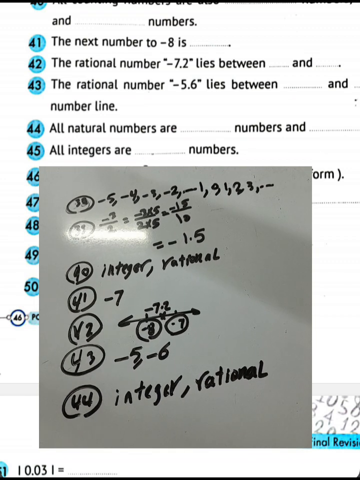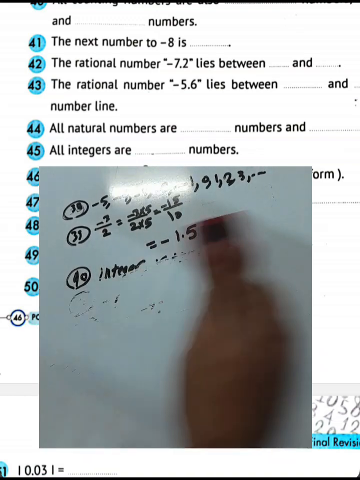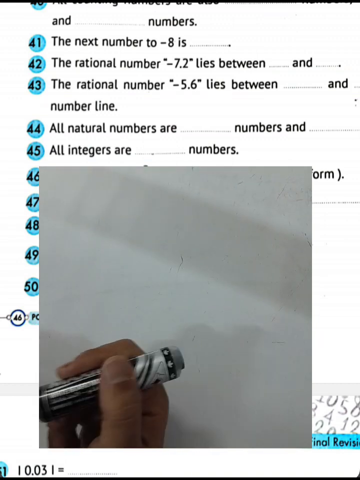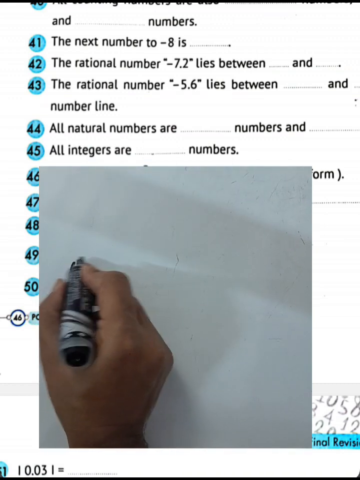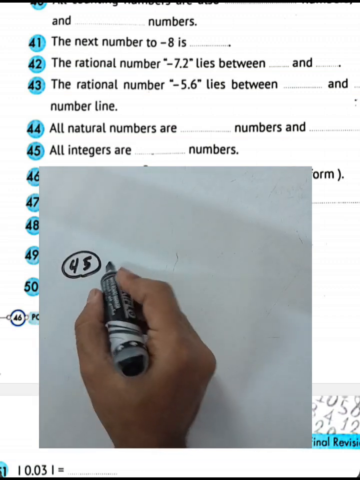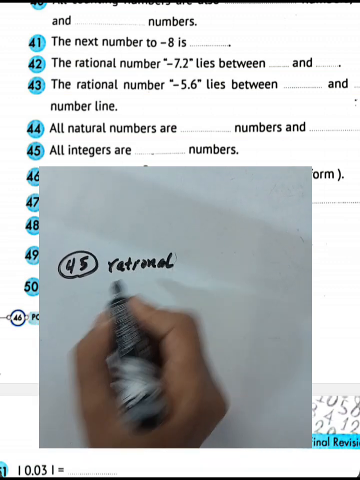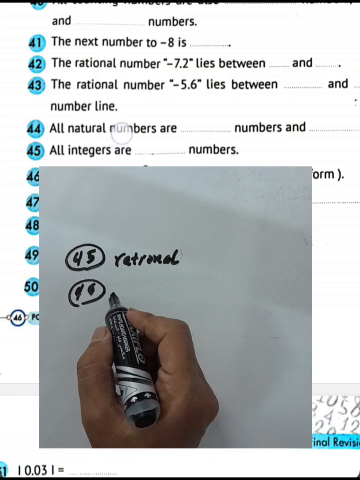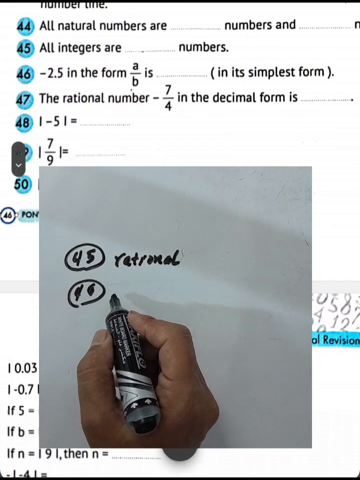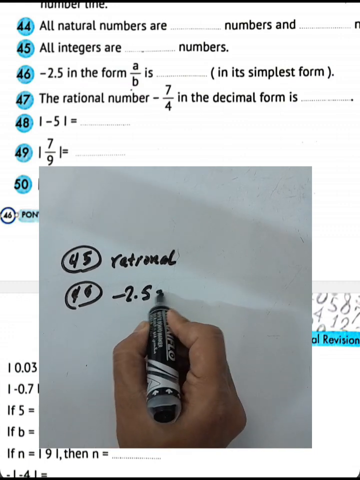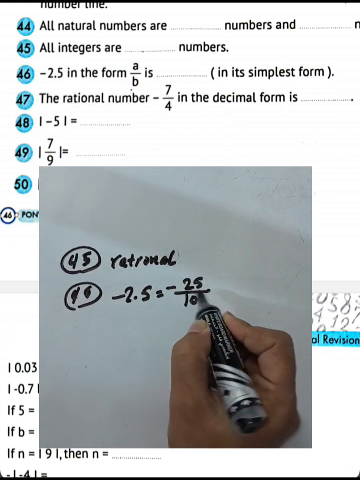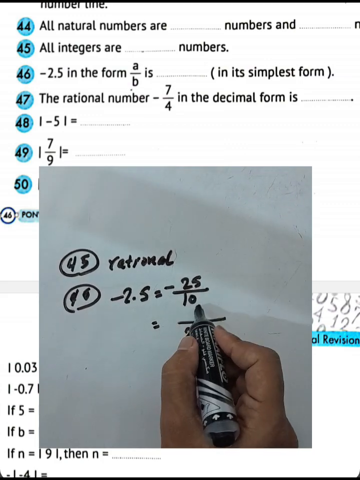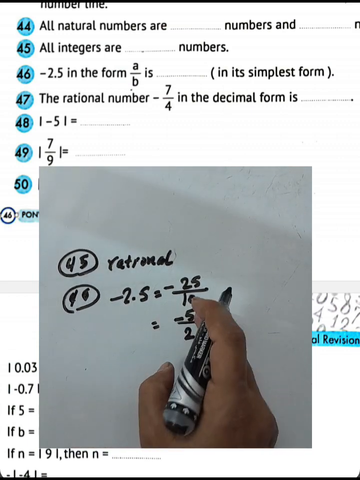Question 45. All integers are rational numbers. Okay. Question 46. Negative 2.5 in the form a over b. We can write negative outside and 25 over 10, and then simplify this number by dividing the numerator and denominator by 5. 10 divided by 5 equals 2, and 25 divided by 5 equals 5, and then write negative outside, and the result is negative 5 over 2.